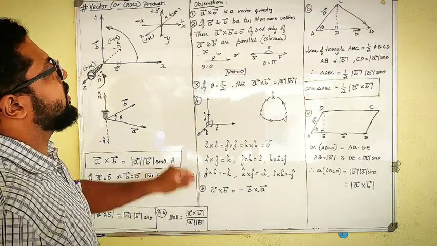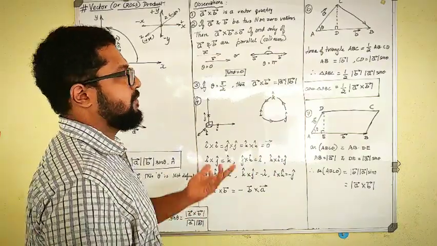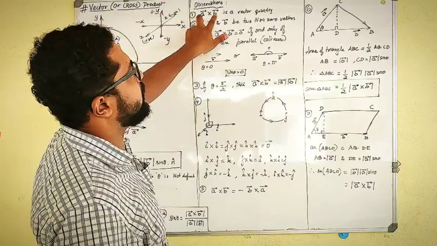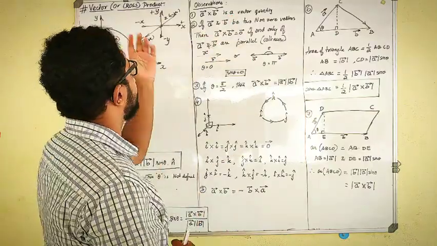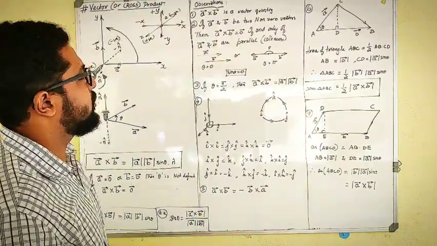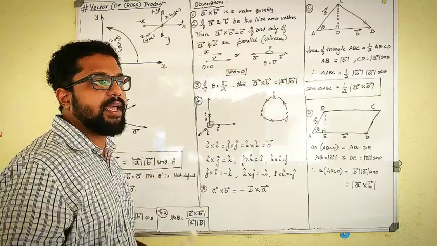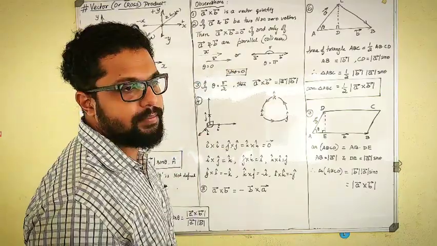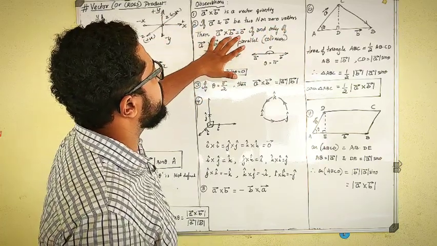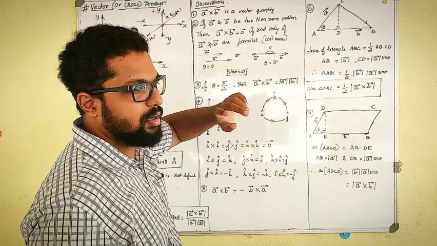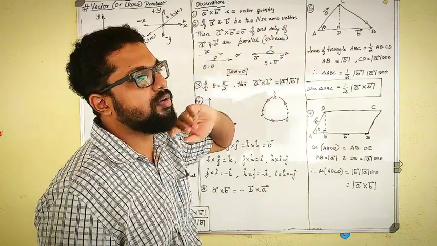That's why I wrote this note first and then came to this. Fine. Next we'll move on to a few more observations which will be helpful for solving problems. First of all, as I've told you from the beginning, A cross B is a vector quantity. That's why it is called a vector product. Don't make the mistake of reading it as A into B. It is always read as A cross B, never as A into B. Then, if A vector and B vector are two non-zero vectors, then A cross B will be a zero vector if and only if A vector and B vector are parallel or collinear.